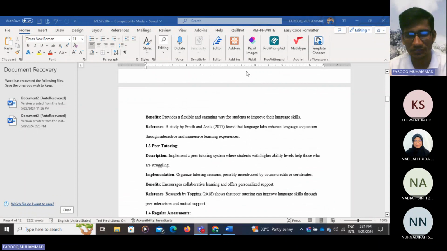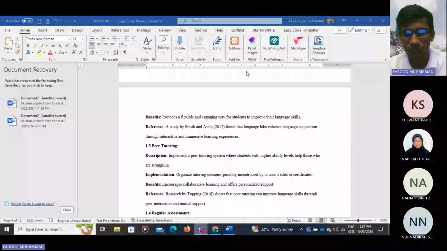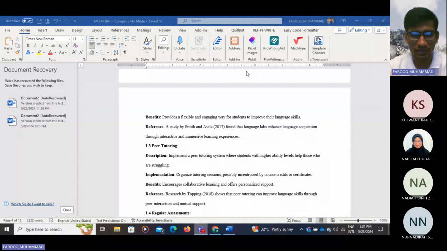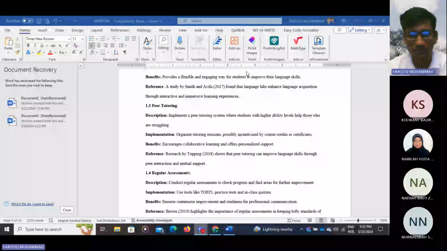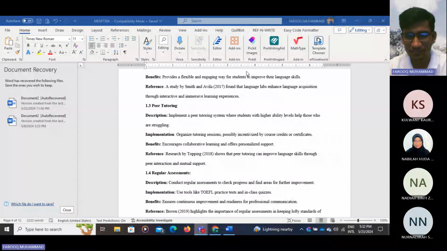It provides a flexible and engaging way for students to improve their language skills. I use this reference, Smith and Villa 2017: language labs enhance language acquisition through interactive and immersive learning experiences. The third one will be peer tutoring. What kind of tutor do you need for particular students? Implement a peer tutoring system where students with higher ability levels help those who are struggling.